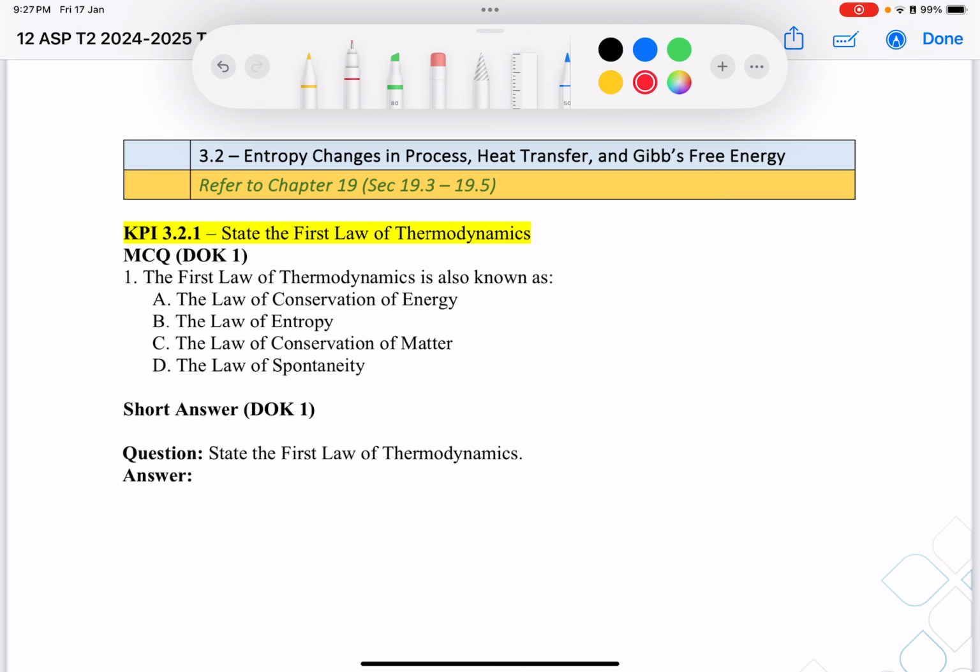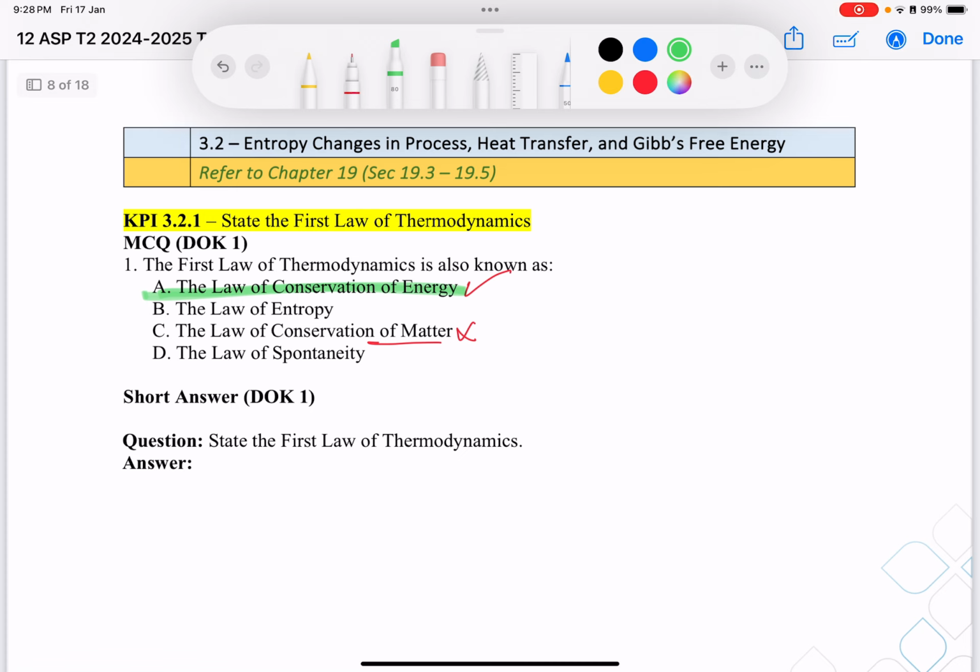Okay, the first law of thermodynamics, it's the law of conservation of energy. Energy is not created, not destroyed, it just changes from one form to another. You should not say the law of conservation of matter. This is a misconception. It's the law of conservation of energy. State the first law of thermodynamics. I just mentioned it. Energy cannot be created or destroyed. It can only change from one form to another.